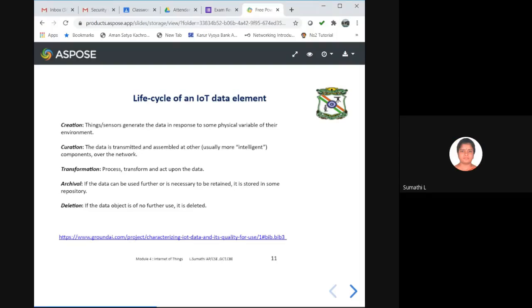Okay, fine. First, let me see the life cycle of IoT data. We know where it is created. It is created from the sensor. Then it is transmitted and it may be assembled in your cloud or in your edge device, right? From there, it may be used for analytical purposes. I may process the data. Then I may store the data for later use, and if the timeline is exceeded and I think this data is no longer needed, I may delete the data, right? This is the life cycle of any IoT data.